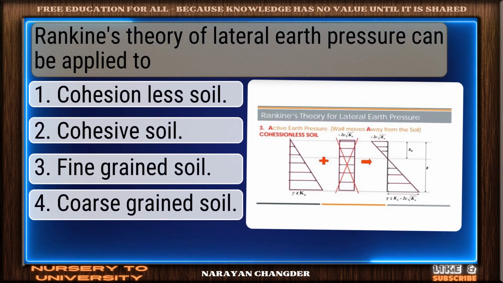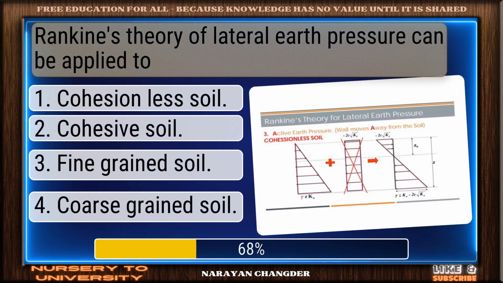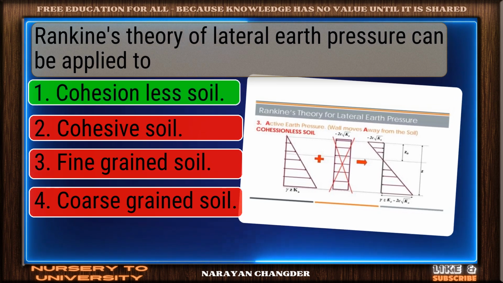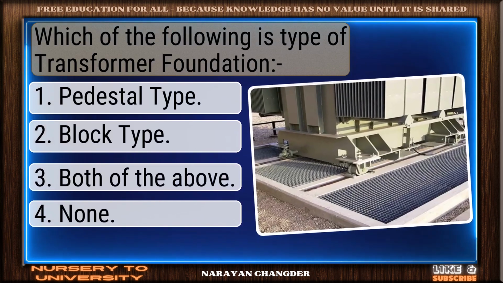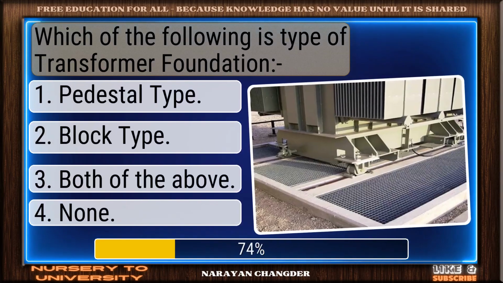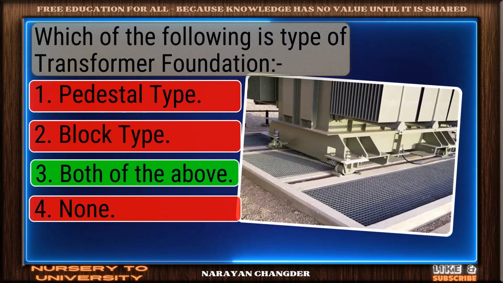Rankine's theory of lateral earth pressure can be applied to dash. Strong choice. Cohesion-less soil is the right answer. Which of the following is type of transformer foundation? Smart pick. Both of the above is the correct choice.